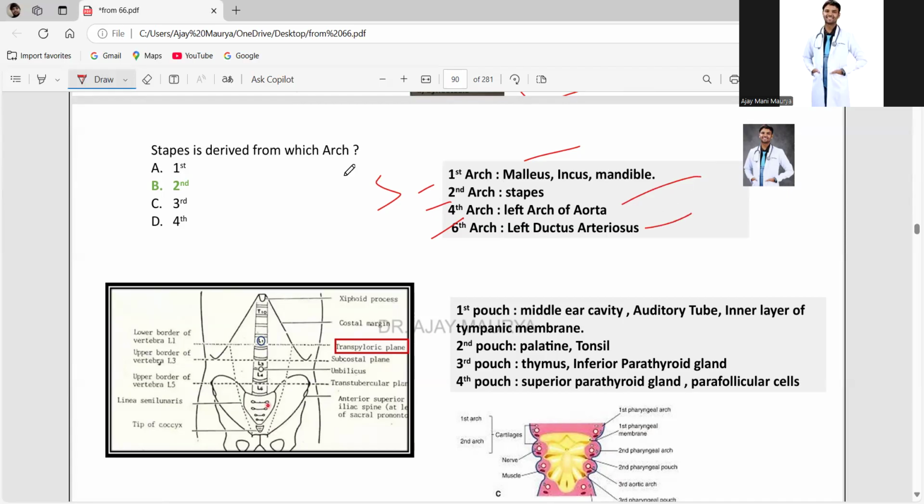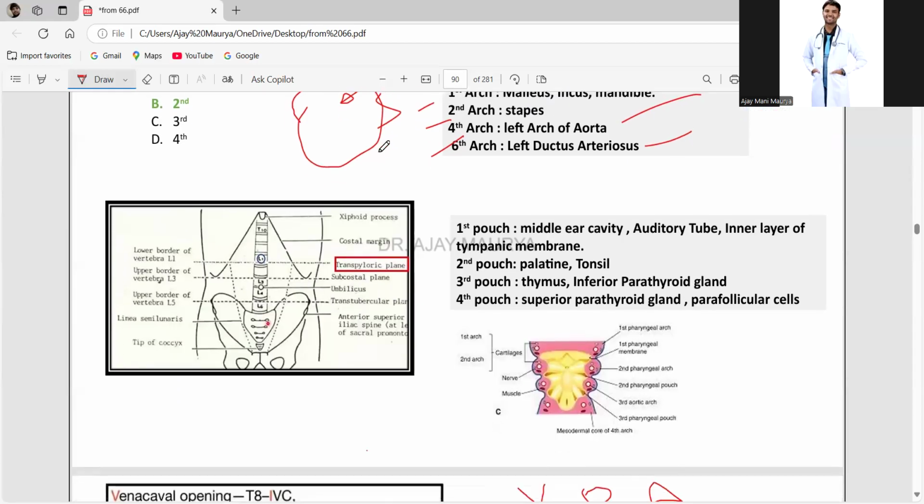How are they going to give it in the exam? They are going to give the image of the heart, mark the left ductus arteriosus, and ask from which arch it arises. You have to know about the location also. It means they are asking about the sixth arch.